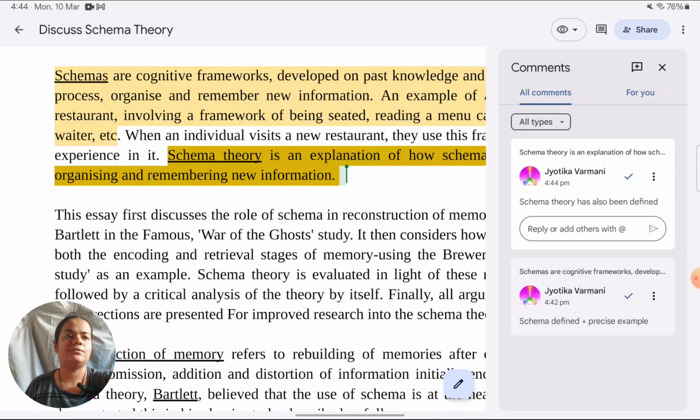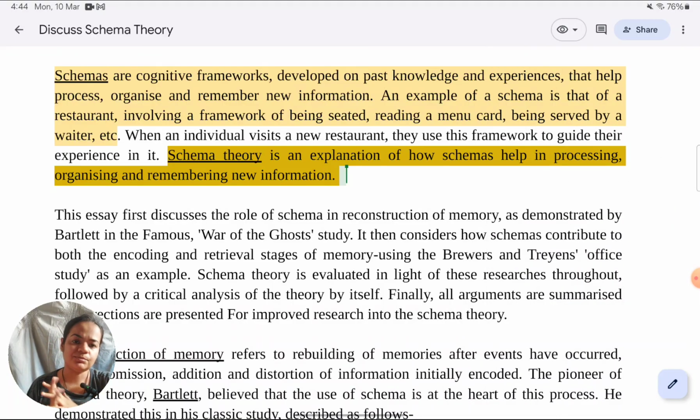Now I'll tell you what the common mistakes are when it comes to criterion A. One is to simply restate the question. In fact, even recently, many students have told me that their teachers are telling them you just have to restate the question for the introduction.